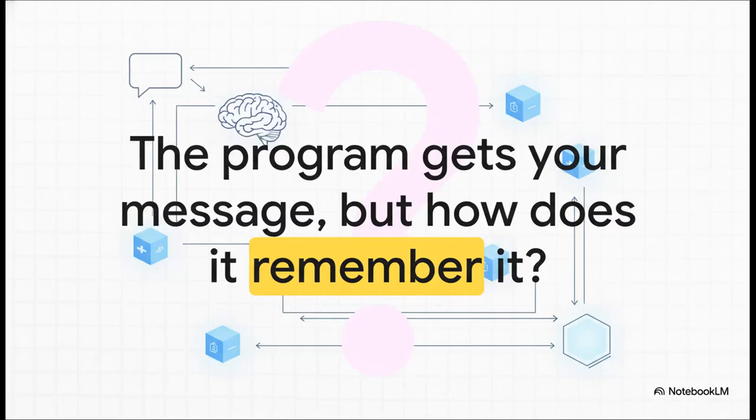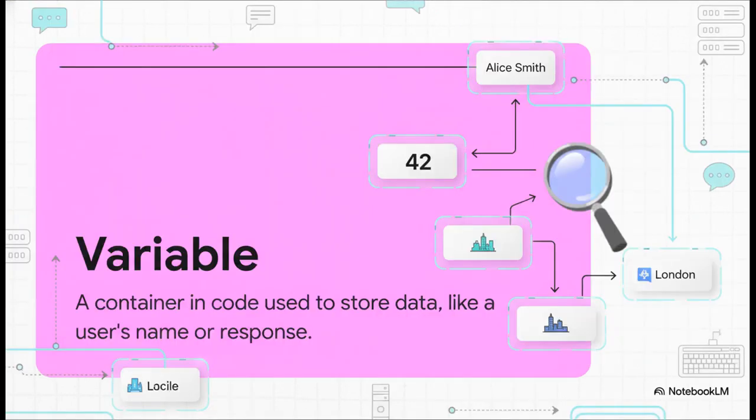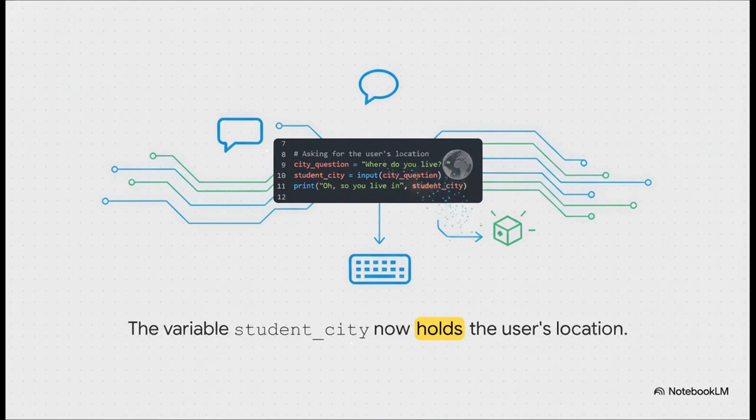Okay, so the program gets your answer, but what happens to it? How does it remember? Well, the best way to think about it is like a special container for that info. In programming, we call that container a variable. It's what holds on to what you said. See here, the city you type in gets stored inside that student city variable.